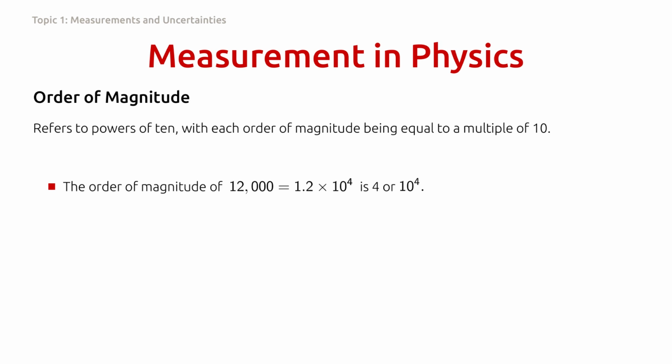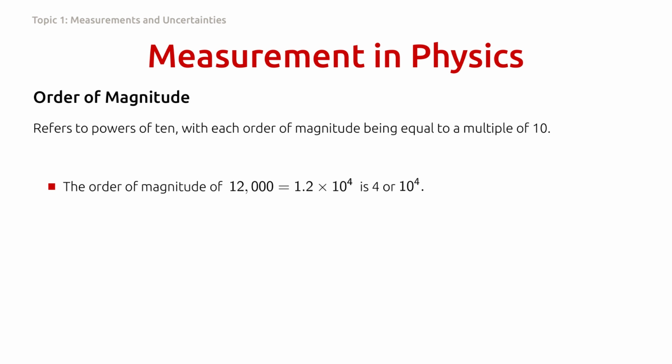Last but not least, we'll talk about order of magnitude. Sometimes we need to make a rough estimate of the value of a quantity. This is done, for example, to make sure that we don't make blunders or mistakes when we enter a number in a calculation.